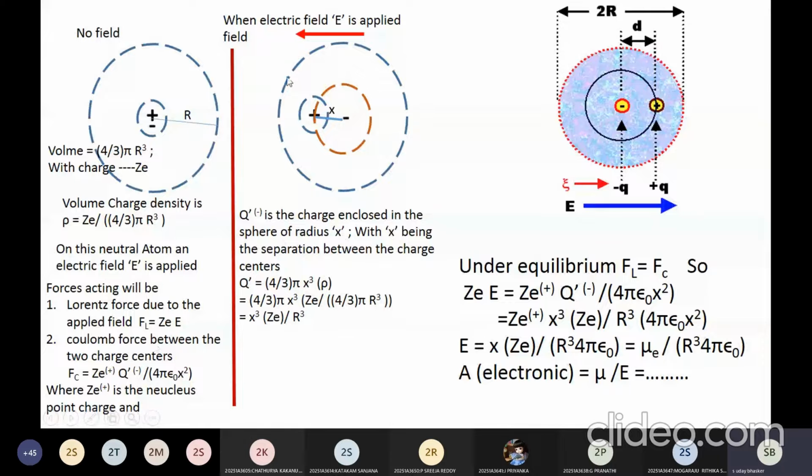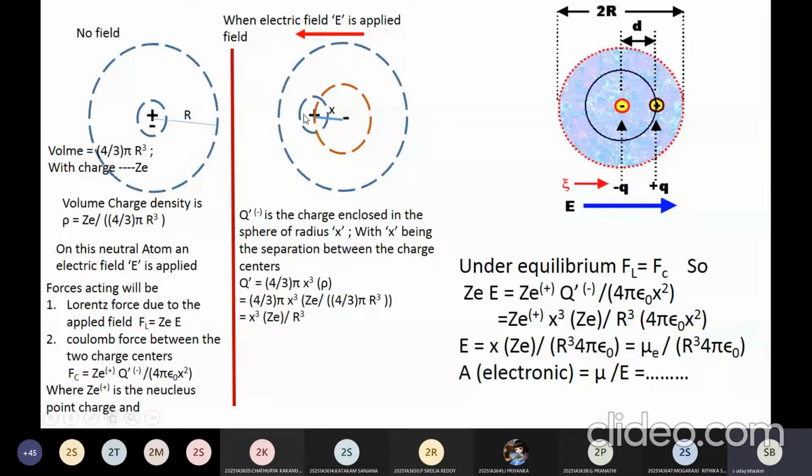Clear? So in this particular situation, before applying the electric field, you don't have any net force. But after applying the electric field, we have two forces. One is Lorentz force because of the electric field, that is ZE into E. And another is Coulomb force, that is Q1 Q2 by 4 pi epsilon naught r square. Here Q2 is nothing but Q dash and r is nothing but your x. This way I have two forces.